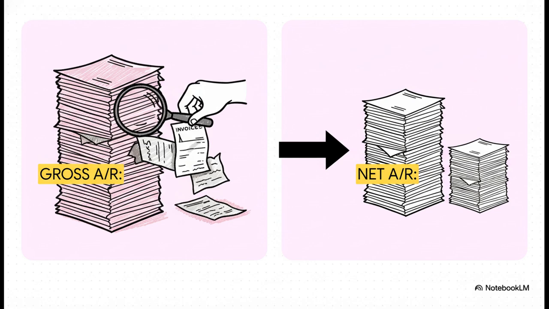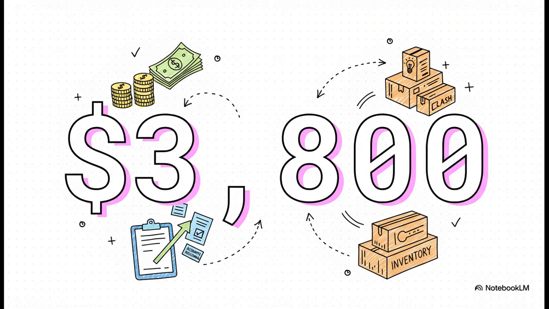and frankly truthful number. So in our example, with a $200 allowance for those potentially flaky customers, the net AR that actually gets recorded on the balance sheet is $3,800. This gives a way more accurate picture. And it's also a key health indicator.